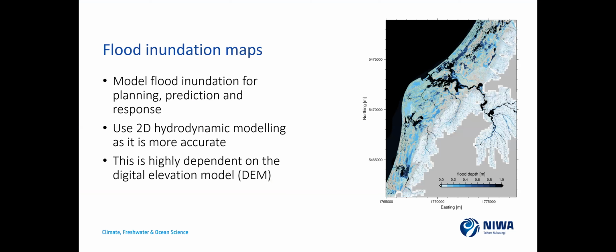Modelled flood inundation is really important for planning, prediction and response. And what do I mean by flood inundation? Here you can see the map shows basically modelled flood depth for some event. This is usually done with 2D hydrodynamic models, or various numerical models, but 2D hydrodynamic models are one of the best options out there due to their accuracy. And if you're taking that approach, the result is going to be highly dependent on the digital elevation model.